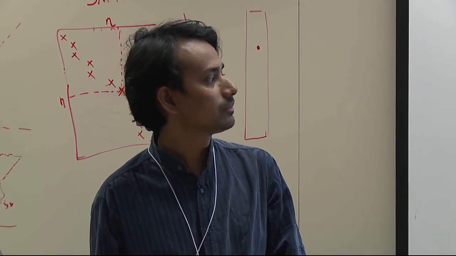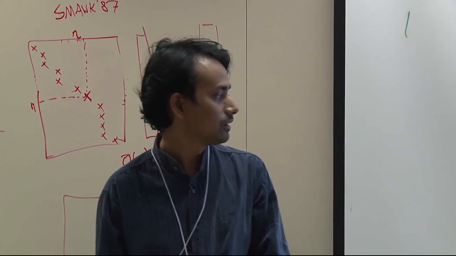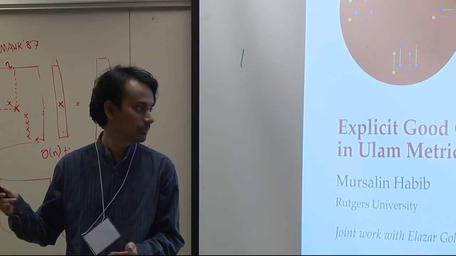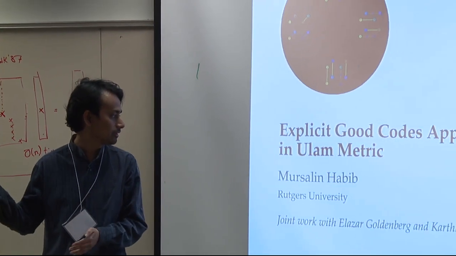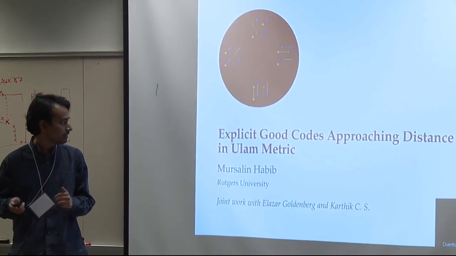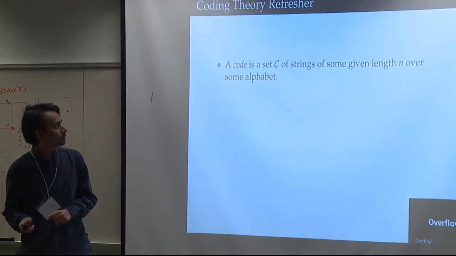Hello, everyone. I'm going to be talking about some recent results on error correcting codes in the Ulam metric. This is joint work with Elazar and Kartik, both of them are here, and if I say anything incorrect, they can probably fix that. Okay, so let's start with some coding theory refresher.